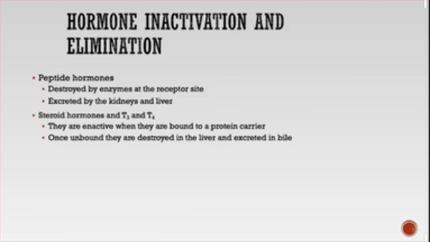So the hormone is created, it gets to where it needs to go, and now it does eventually have to be inactivated. Otherwise, there would be too much of an accumulation of them. If they're peptide hormones, they are destroyed by enzymes at the receptor site, and then they're excreted by the kidneys and liver. Your steroid hormones and your T3 and T4 are inactive when they are bound to that protein carrier. Once unbound, they're destroyed in the liver and excreted in bile.